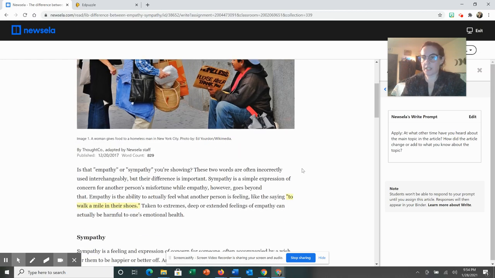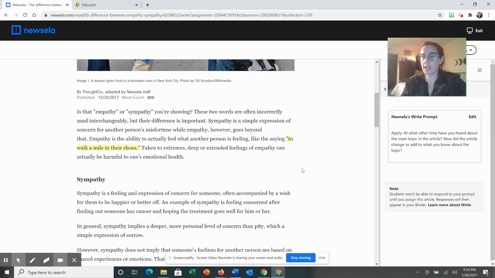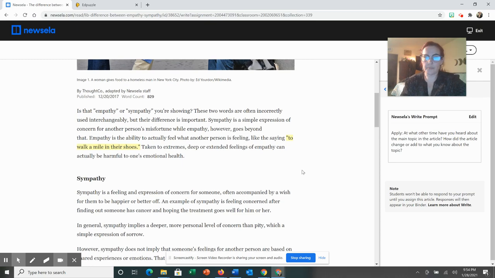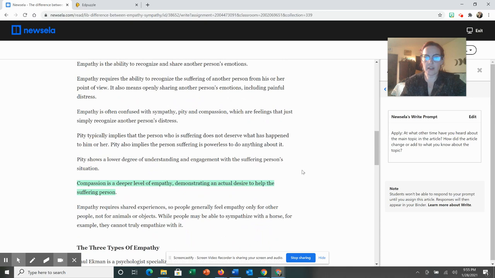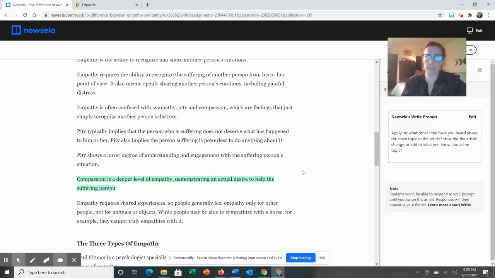One of the things that I did when I was reading this is that I highlighted some things that I thought would be helpful as I went through the article. One of the things that people use to put a framework on empathy is that to understand another person, you have to walk a mile in their shoes. Empathy is more compassion at a deeper level, to demonstrate an actual desire to help a person that's suffering.